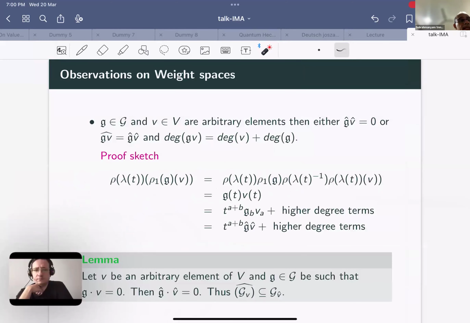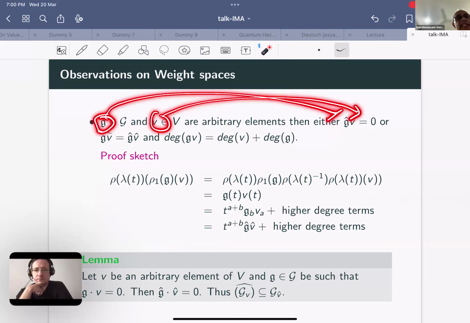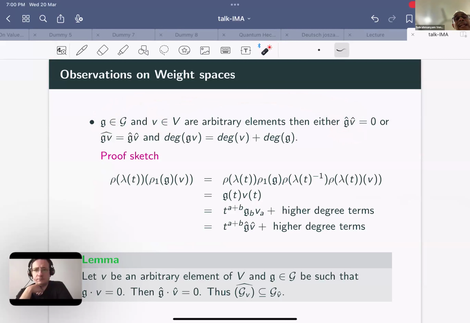Likewise, if I look at this expression, if I look at G and apply it to V, then G has its own smallest degree term, V has its own smallest degree term. So let me compute G hat, V hat. Either G hat, V hat is 0, or if it is not 0, then G hat, V hat must be precisely G hat applied to V hat. Again, by the same sort of calculation. The same calculation tells me that if this is non-zero, then the degree of this must be the degree of this plus the degree of this.